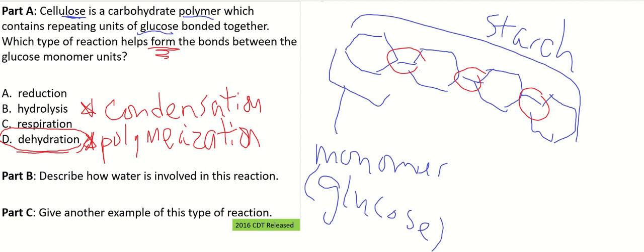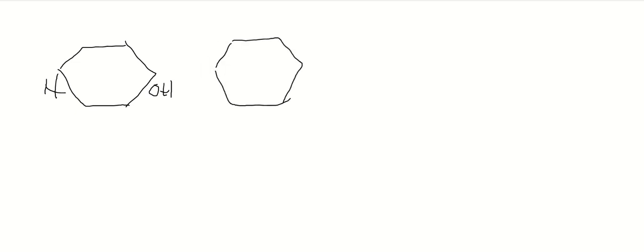All right, part B, describe how water is involved in this reaction. So, draw. This was one of our note checks. Let's use glucose as the example. In each of these monomers, there's an OH group and then an H on either side. And so, let's just make two glucose monomers. And you have countless of these.